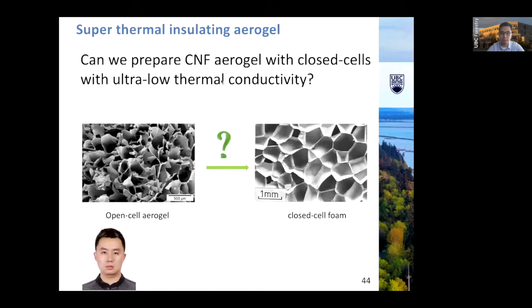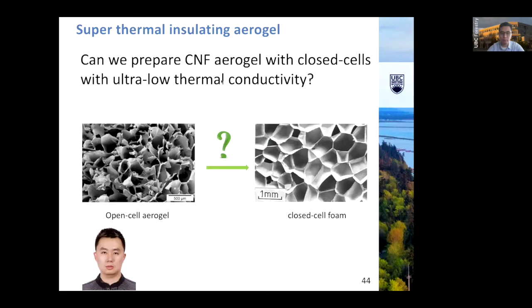Okay, so next one, I'm going to share the thermal insulating aerogel. This was done by Mingyao Song, a master student who recently graduated from the group. Cellulose nanofiber aerogel has been used for thermal insulating materials, but the thermal conductivity is not very low. It's about 20 to 25 milliwatts per meter per Kelvin.